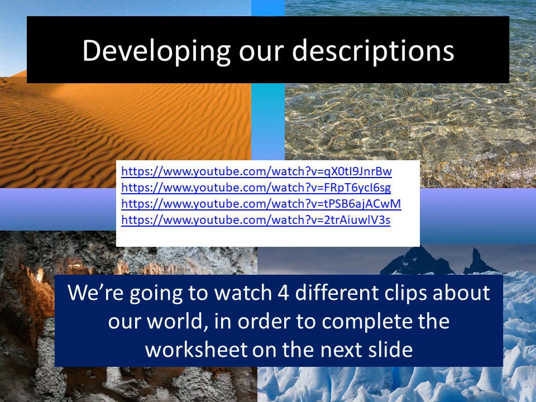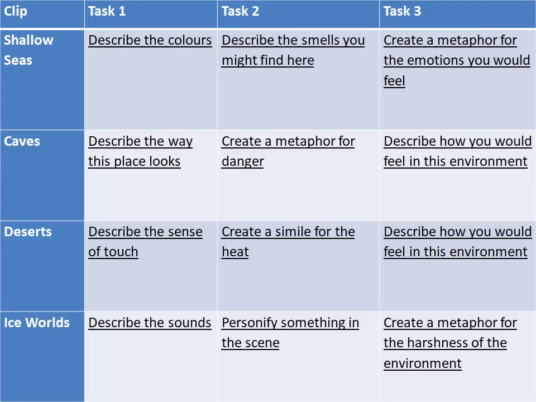Okay, so we're going to be focusing on developing our descriptions. So you're going to watch 4 different clips about our world in order to complete the worksheet on the next slide. The links to the clips are in the description box on class charts. So this is the table that you need to complete. So what I suggest you do is first copy the headings into your book, and then after you watch, or as you're watching each clip, fill in the relevant bits of the table.